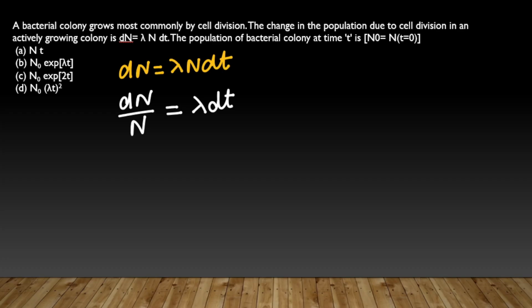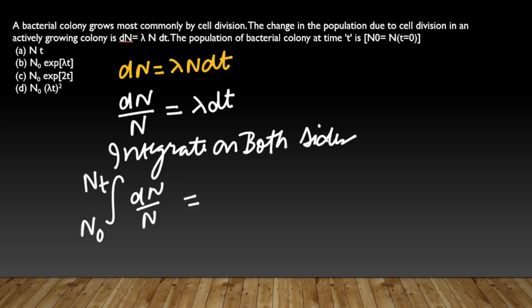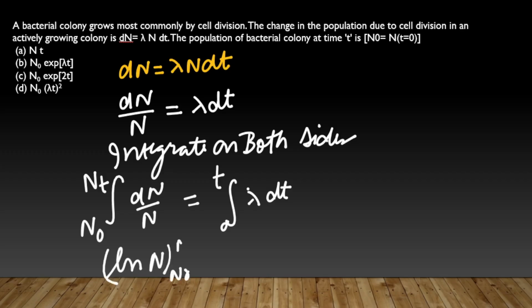So after the time t you have to find it out. So integrate on both sides. We are getting dn by n, going from the initial concentration n naught to the final concentration at time t, which is nt. This is equal to lambda into dt, with time going from 0 to t. So this is natural log of n, with limits from n naught to n, equal to lambda times t going from 0 to t.